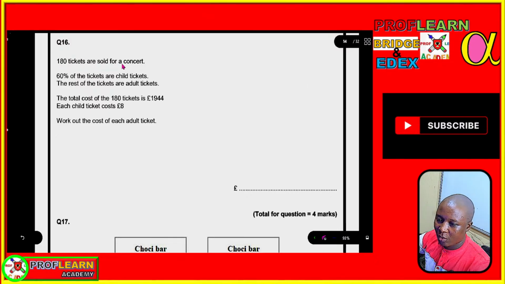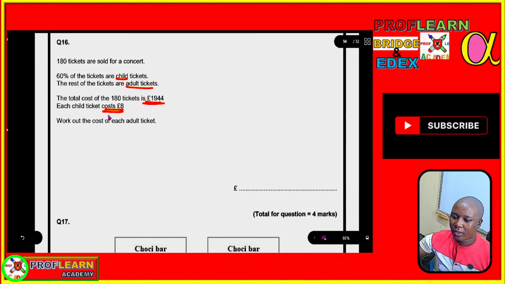180 tickets are sold for a concert. 60% of the tickets are children. The rest of the tickets are adults. The total cost for 80 tickets is this. Each child ticket costs this. Work out the total cost of each adult ticket.